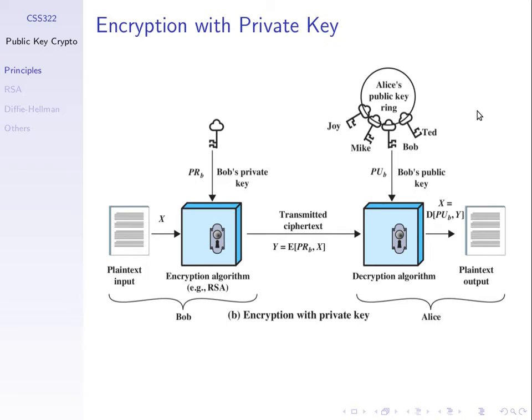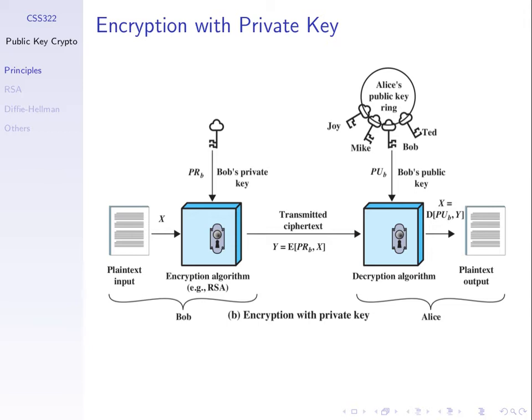Can someone else see the message? How do they see the message? Okay. If I intercept this message, the ciphertext here, note it's encrypted using the private key of Bob. I just find the public key of Bob, which is public, and decrypt it. So I can see the contents of the message. So this does not provide confidentiality. It's not intended to.